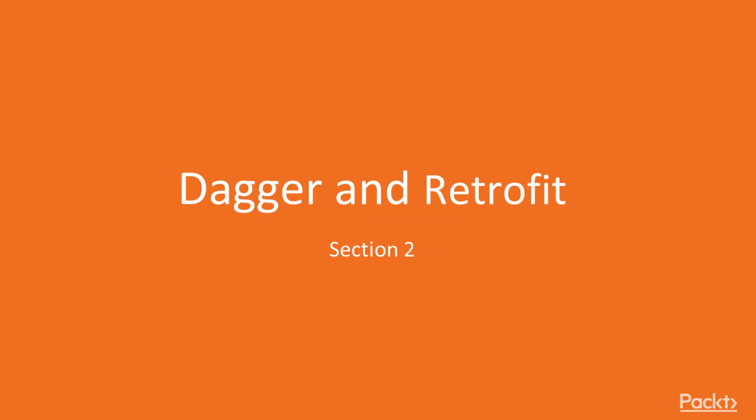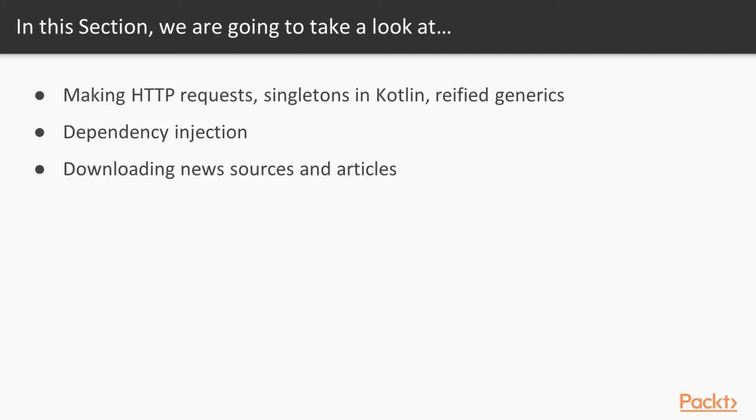Hi, and welcome to the second section of this course, Dagger and Retrofit. In this section, we'll learn how to use Retrofit to send HTTP requests to the news web service. And here we'll also see how Kotlin can create singletons and how to get around type erasure with reified generics. Then we're going to set up Dagger 2 as our inversion of control container. And finally, we'll use Dagger to create our first use case.